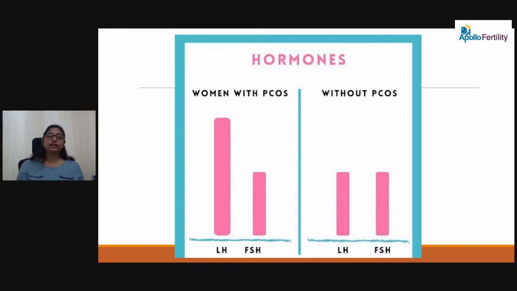For the egg to be released, the hormones have to work in synchrony. There are the hormones FSH and LH. In most women with PCOS, it has been found that the LH is higher than the FSH, whereas as you can see in the other half of the slide, in women without PCOS, that is normal women in whom there is no imbalance, the FSH and LH will be almost balanced, in almost equal proportions. The LH is not that high, or if it is higher, the FSH might be a little higher than the LH.